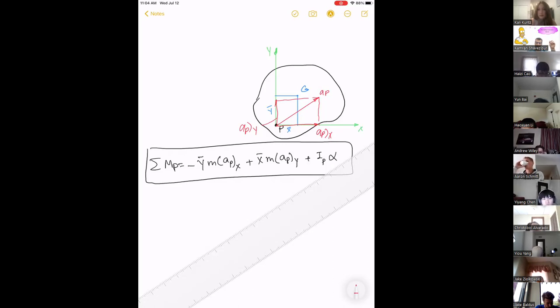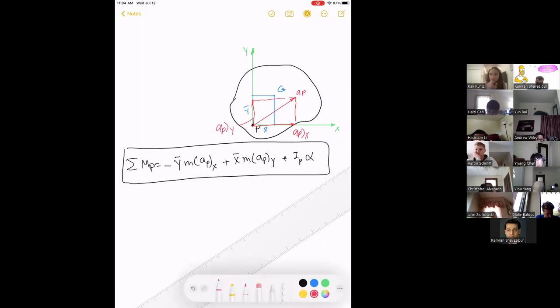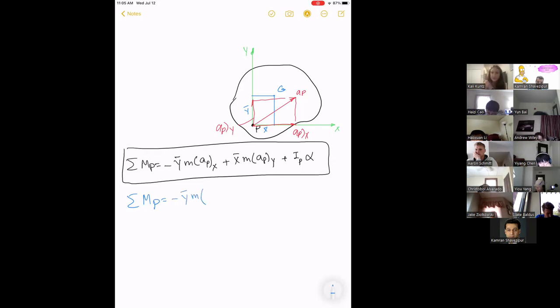Okay. Now, you can also write this equation in terms of acceleration of point G. So everything is the same. Summation of moments about P is going to be minus Y bar M, now you use acceleration of G. When you derive this equation, you can derive it this way or that way. Plus X bar M A G Y plus I G alpha. You can write the summation of moments and relate it to linear and angular acceleration using one of these two equations.